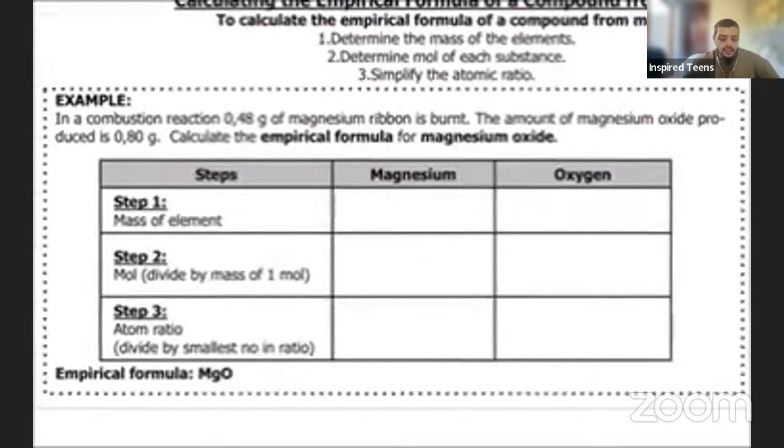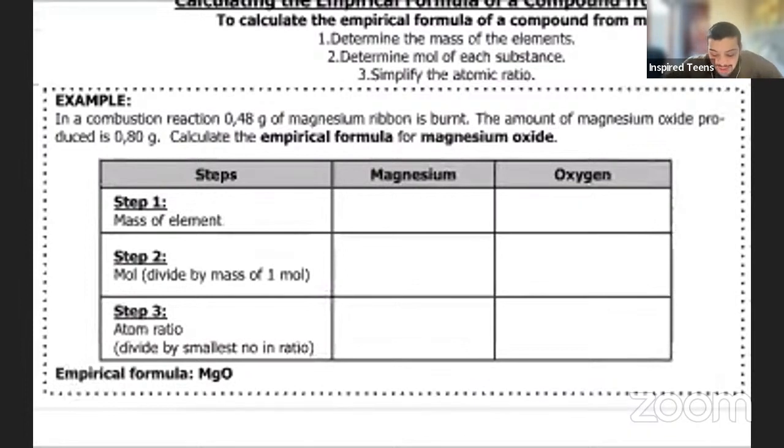So it says, in a combustion reaction, 0.48 grams of magnesium ribbon is burnt. The amount of magnesium oxide produced is 0.8 grams. Calculate the empirical formula of magnesium oxide. Okay, that works. So in a combustion reaction, remember, combustion reaction is a reaction with oxygen. 0.48 grams of magnesium ribbon is burnt and 0.8 grams of magnesium oxide is formed.